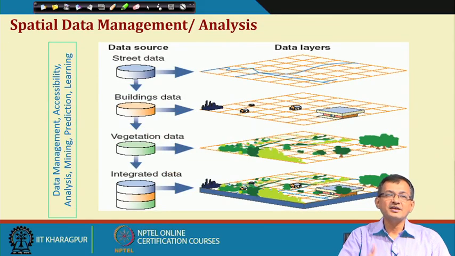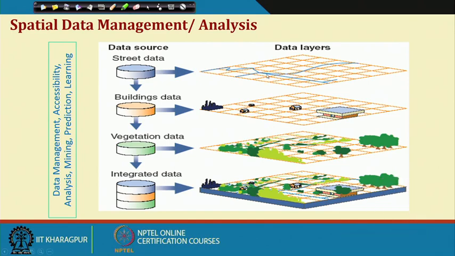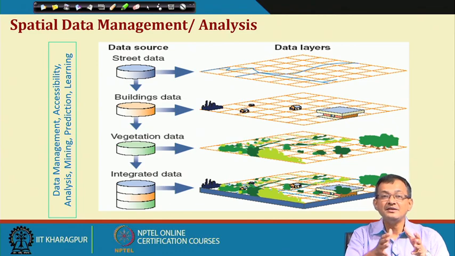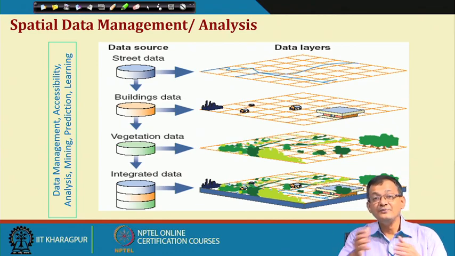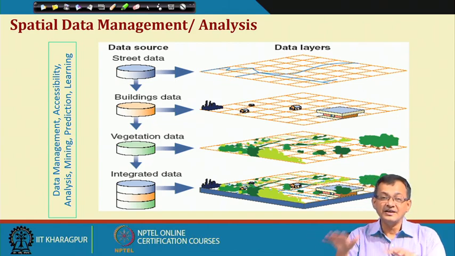So, coming back to that picture, this is our integrated data. We have different types of layers, and we can take one or more layers for managing and analyzing the data. So, data management, accessibility, analysis, mining, prediction, and learning need to be there. If you go gradually, you will understand that this data set has somewhat different behavior than the normal standard vanilla data sets we deal with.